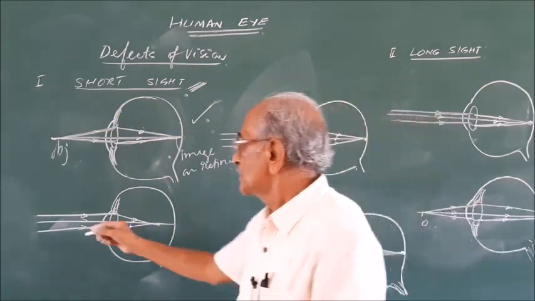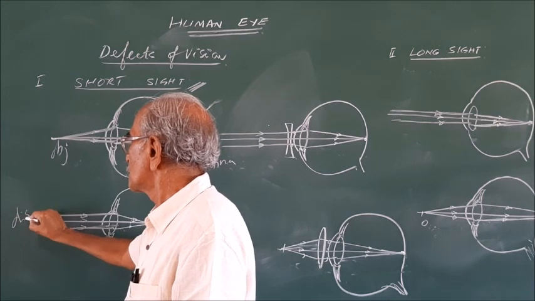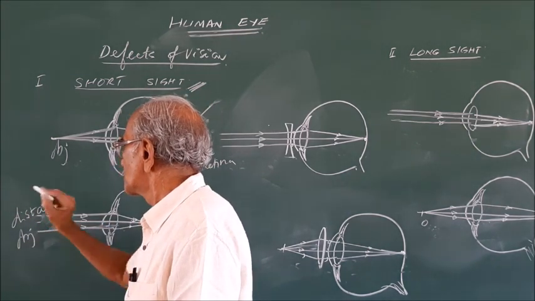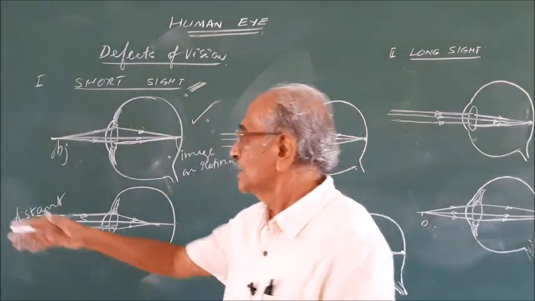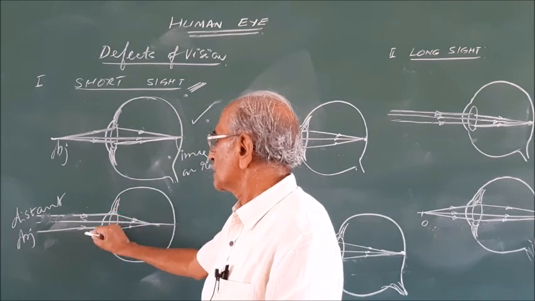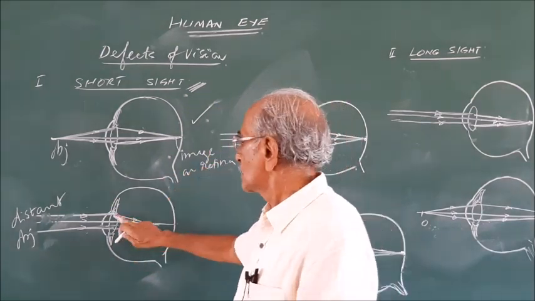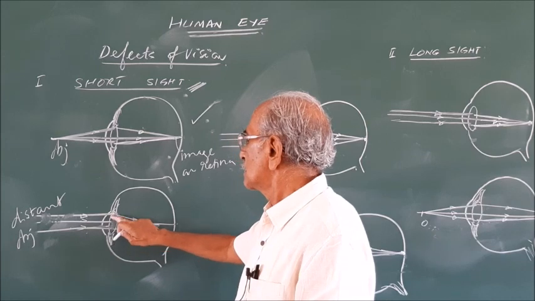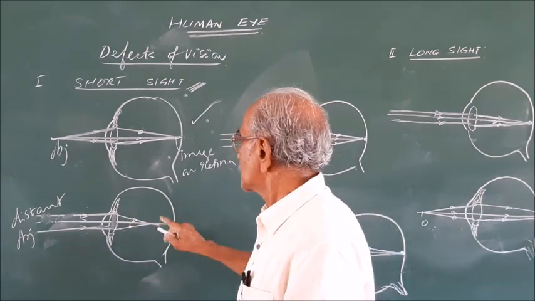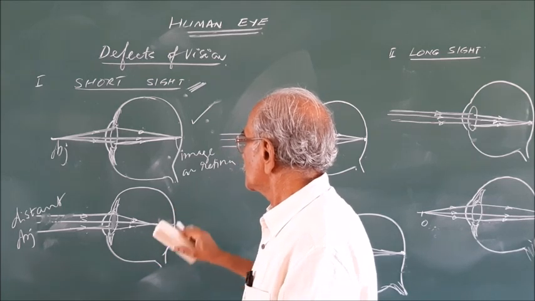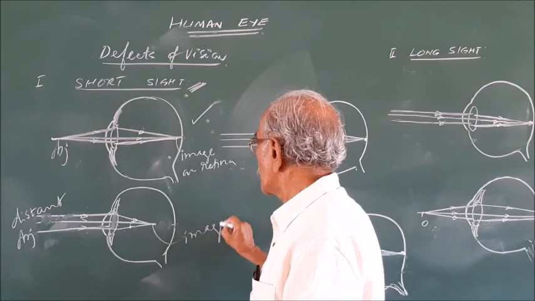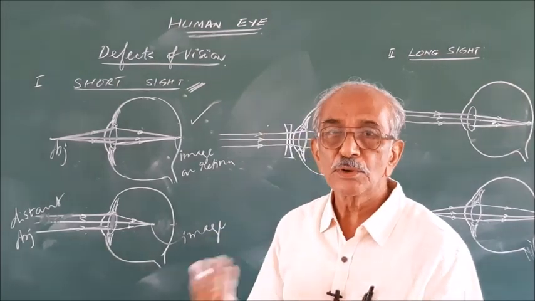But if you try to see a distant object, it is at a considerable distance from the eye. By the time the light rays from the object reach the eye, the rays become parallel. Now this is a convex lens, remember. The muscles try to adjust the focal length, but it can't do that. The image is not formed on the retina. Therefore we don't see that.